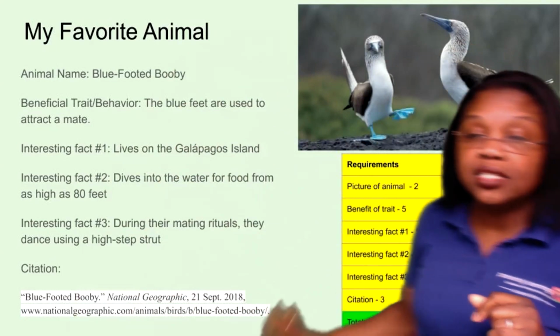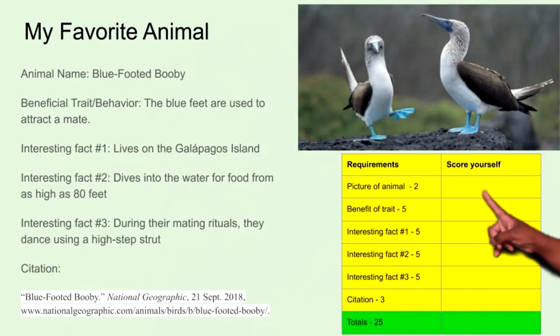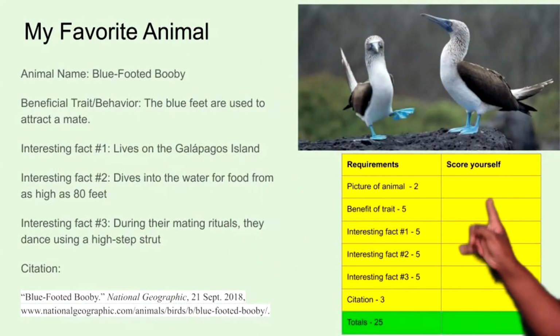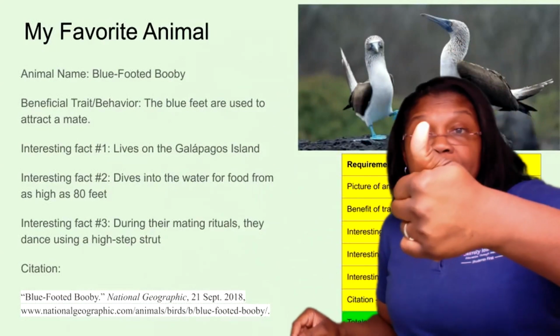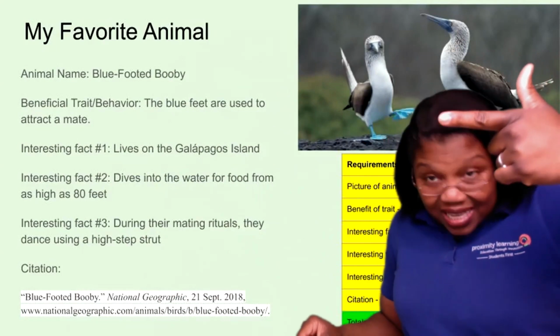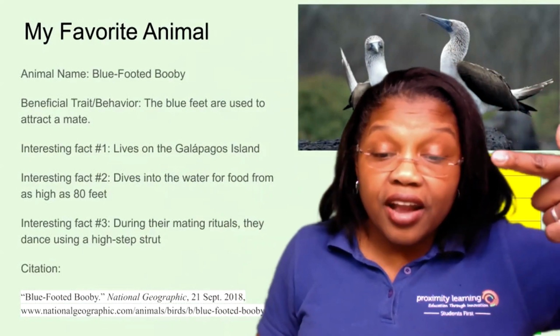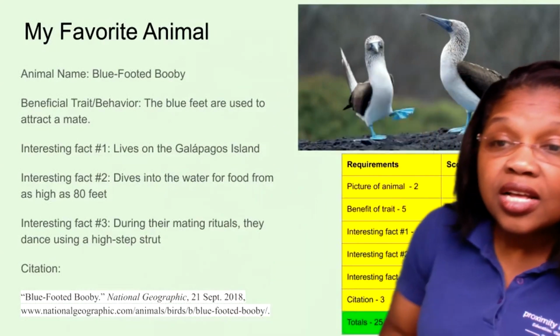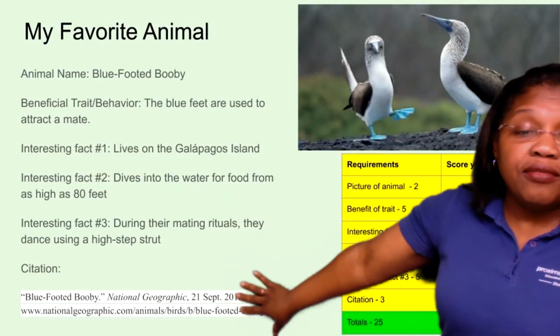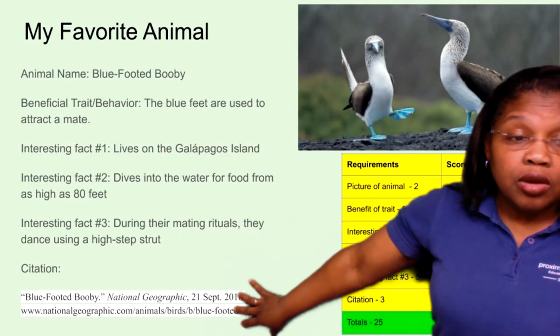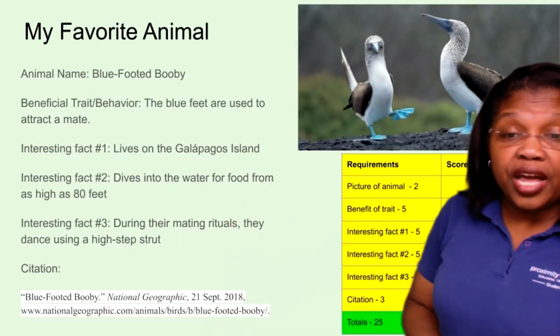All right, so let me grade myself. You ready? Do I have a picture of my animal? Yes, 2 points. Do I have the benefit of my animal, including how it helps? Did I name the benefit and say how it helps? Yes, I did. That is both here. So that is very, very important. So yes, like I said, make sure you have your reference in MLA format. I will show you that in just a moment.